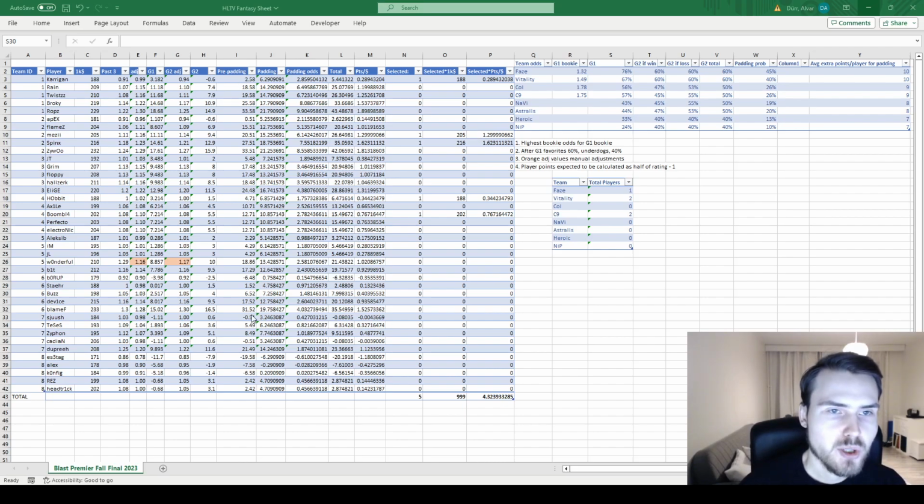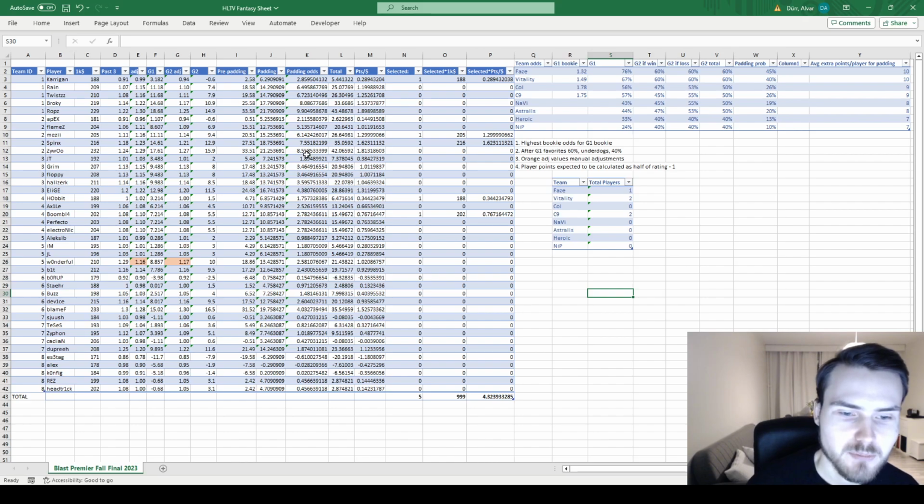So then we have here pre-padding points, which is total points from game 1 and 2, or expected points. And we have the added padding points if they get padding, and then padding odds is just the padding points, which are listed here, times the odds for padding. So you can see there are some players who have really good expected padding points, and then there are teams who have not that many expected padding points.